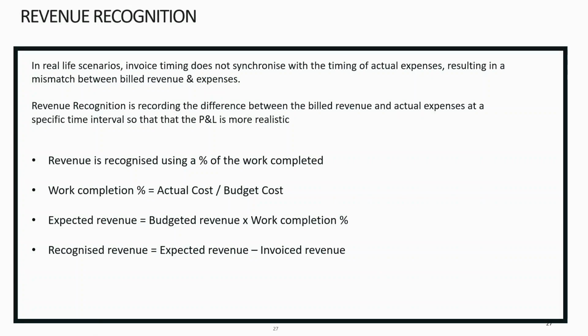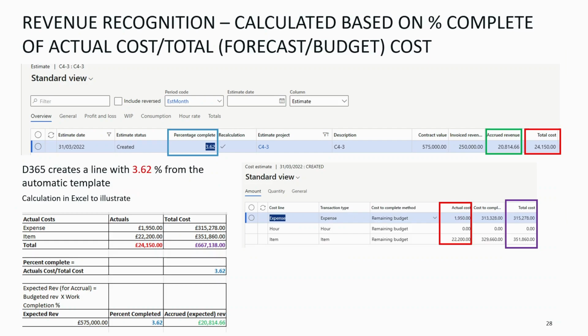Revenue recognition, the most common basis is on a percentage of work completed. The work completion percentage is calculated on an actual cost, so actuals that you've posted against the project divided by the budget cost. The expected revenue on the contract value equals the budgeted revenue times the work completion percentage, which we calculate above. This is what drives what we're going to accrue in terms of revenue. So that expected revenue is going to be the accrued revenue.